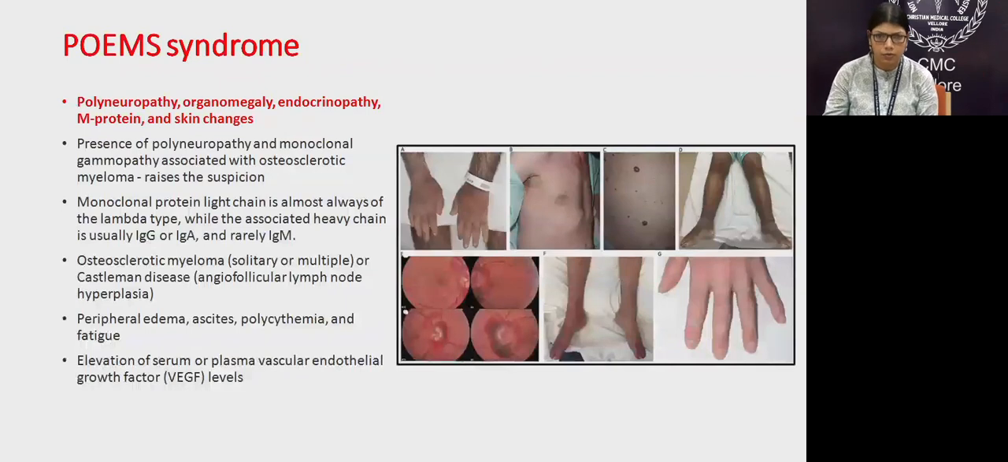POEMS syndrome, most of us are aware of and would have seen at least one patient during our MD.